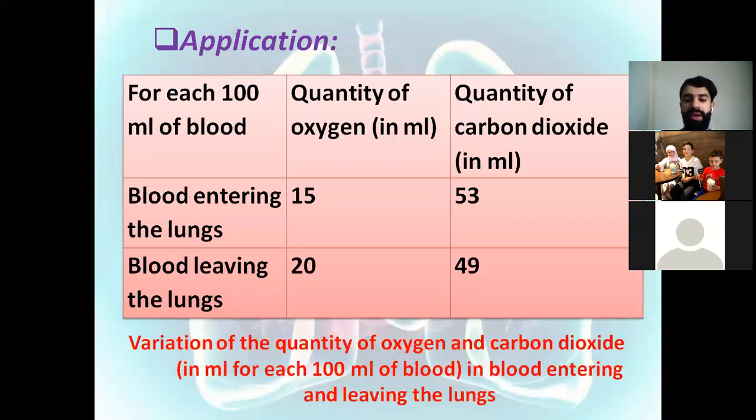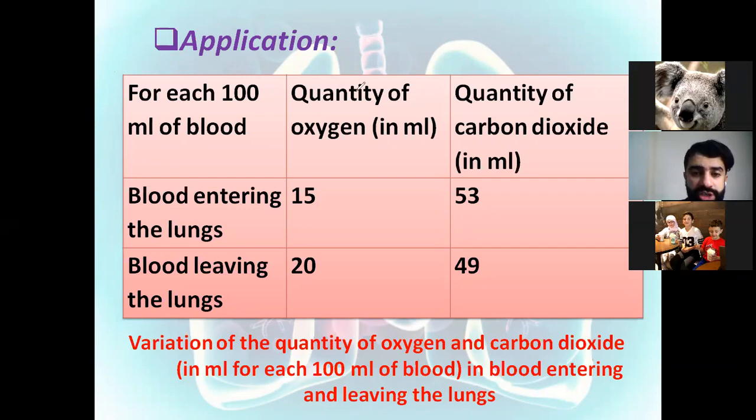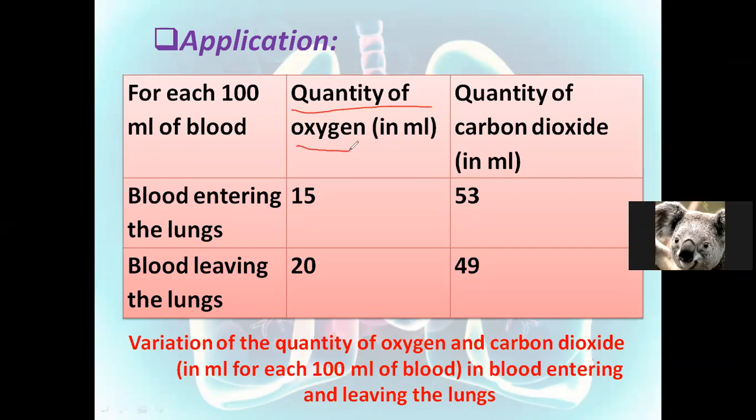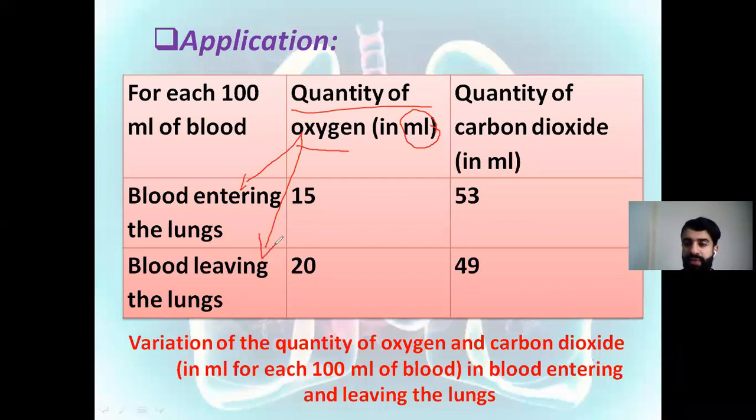Here we have the table, the variation of the quantity of oxygen and carbon dioxide in the blood entering and the blood leaving. Who can do a comparison for the quantity of oxygen and the quantity of carbon dioxide in the blood entering and the blood leaving? So I need first the quantity of oxygen in the blood entering and the blood leaving, and the unit is milliliter. So you have to compare the oxygen in the blood entering and the oxygen in the blood leaving.